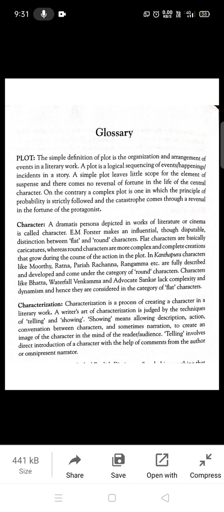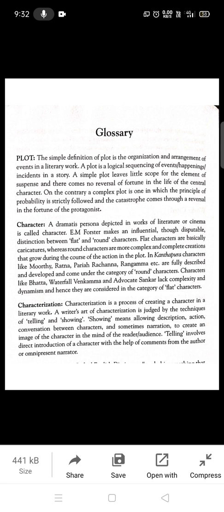In the novel we have discussed, Kanthapura, we have found different characters like Moorthy, Ratna, Rangamma, Periya, Rachanna. These are round characters because the writer paid full attention to creating and constructing them, delineating them, and they change themselves throughout the novel. On the other hand, there are characters like Bhatta, Waterfall Venkamma, and Advocate Shankar. They are very simple characters. They are flat characters. They remain the same throughout the novel.